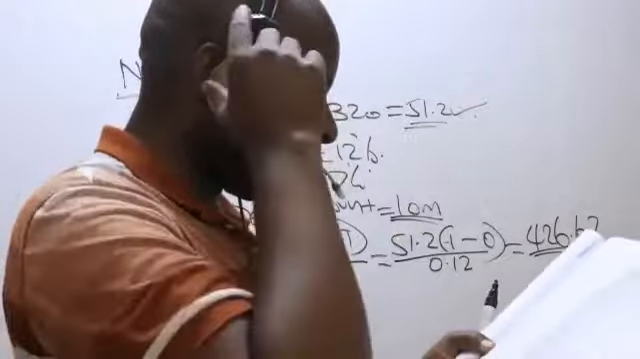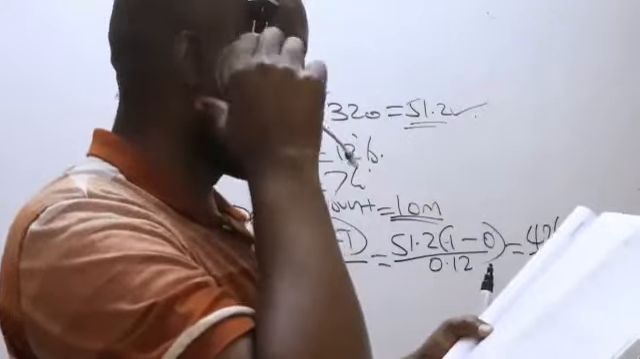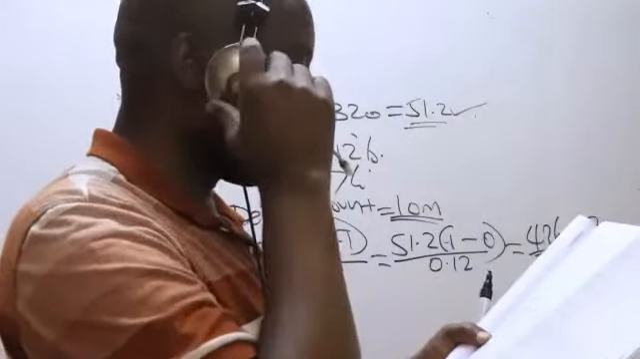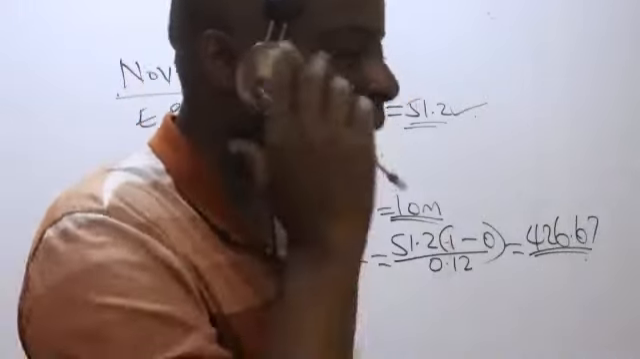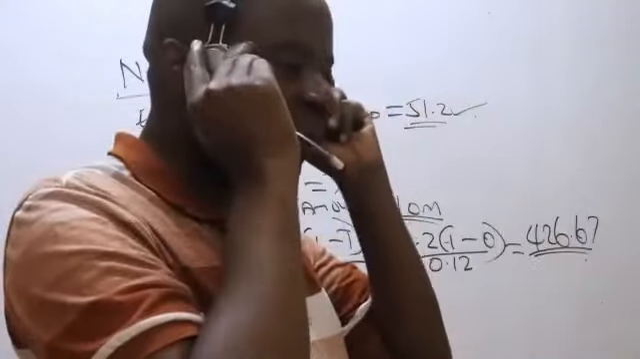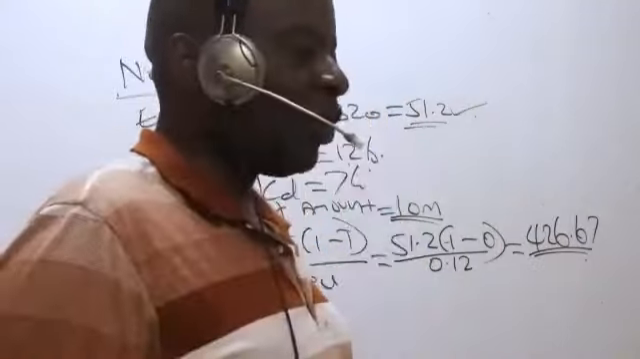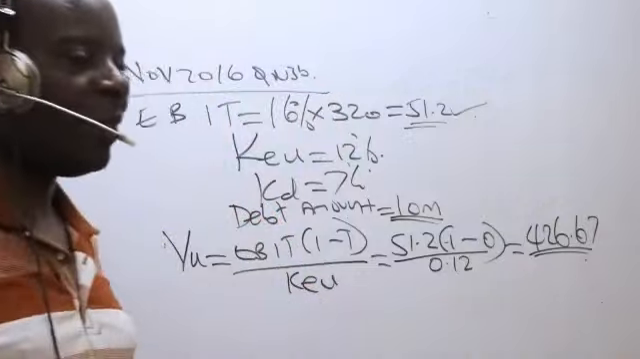Now, please go to number 2 of the question. Number 2 of the question, they want us to give them the current value of a levered firm if it uses that 10 million debt. Can you or can't you? If it uses 10 million debt, the value of a levered firm.